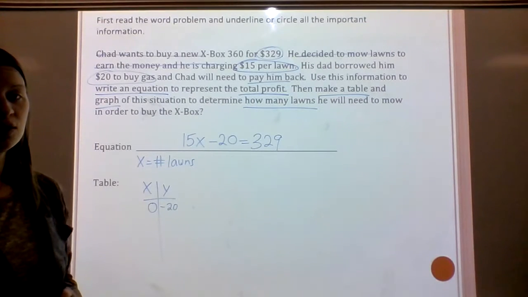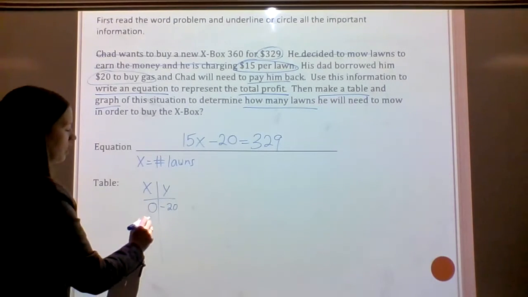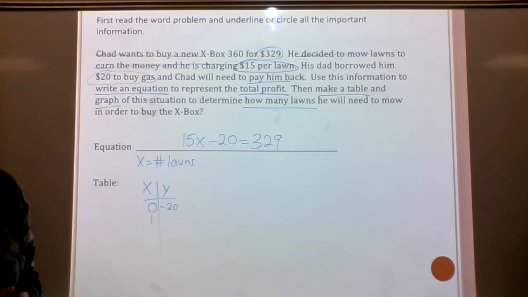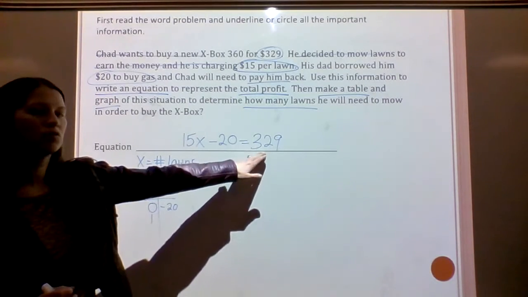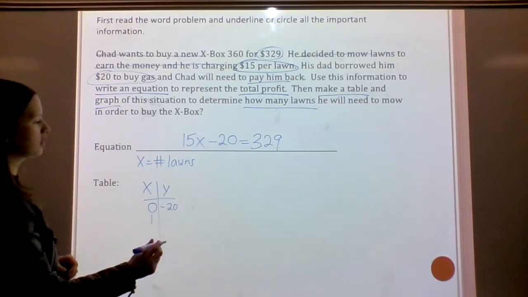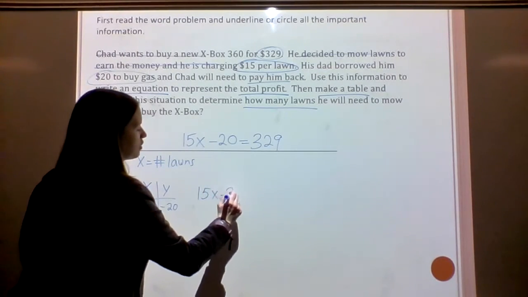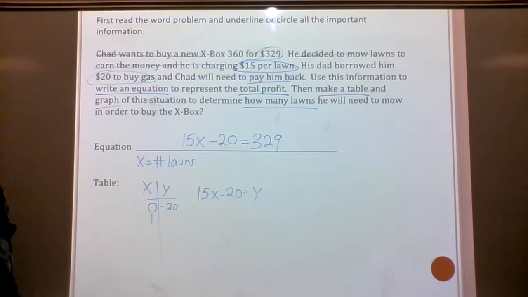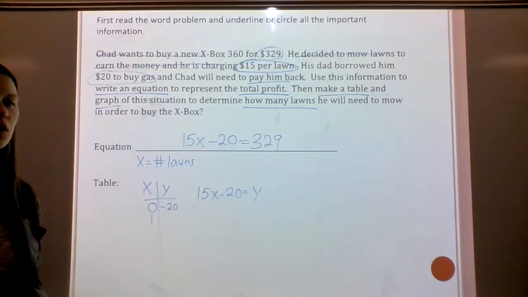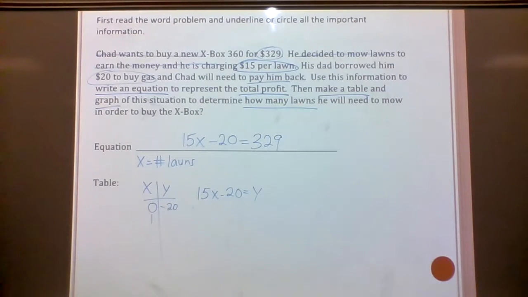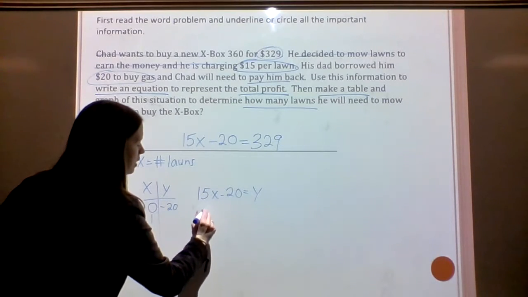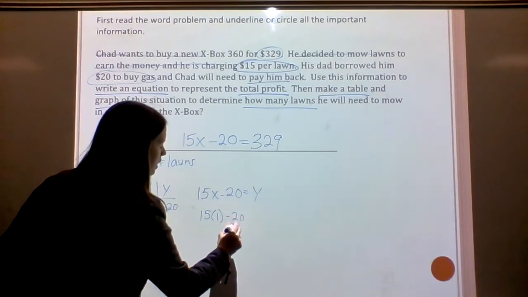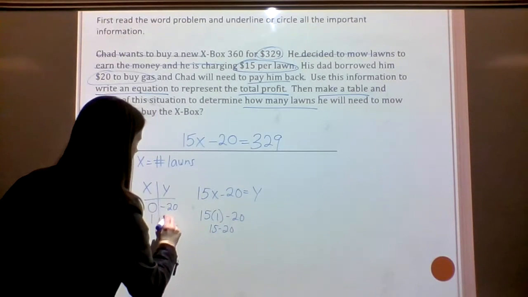Now take a second on your calculator to figure out if he mows 1 lawn, how much money will he have? This is not relevant to the 329. We're just looking at the equation 15x minus 20 equals something to see what those options are. So think about what we did there: 15 times 1 minus 20, 15 minus 20. He's still negative.